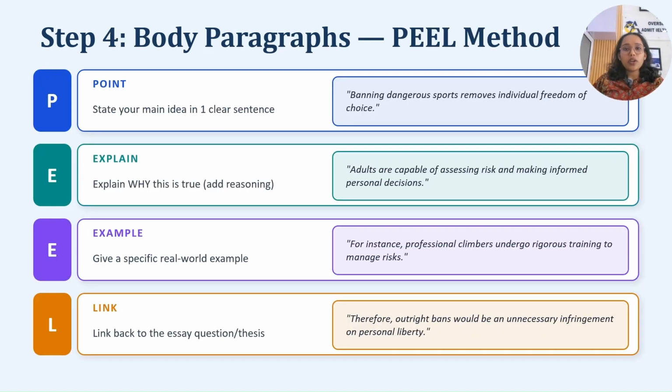So, if you remember only one thing from today's video, remember this. PEEL. This method alone can transform your writing. P stands for point, E stands for explanation, the second E stands for example, and L stands for link. PEEL. So let's imagine your point is that dangerous sports should not be banned. Don't stop after writing one sentence. Explain why, give an example, and then connect it back to the question.